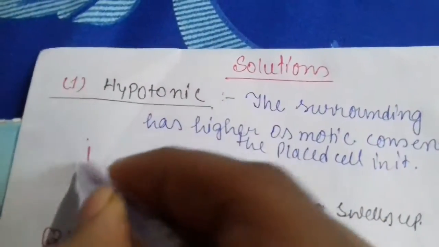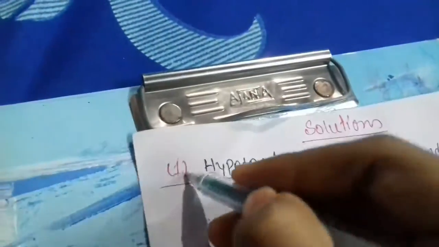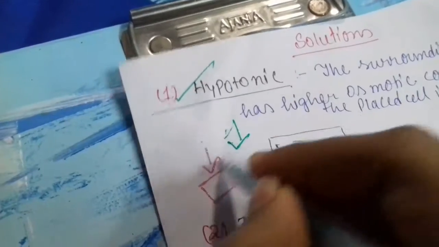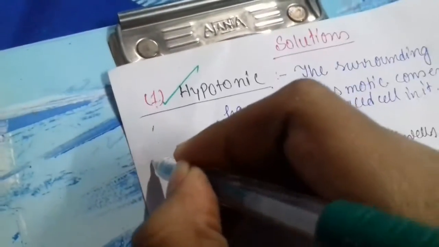If a cell is placed in a solution, what will happen? There are three types of solution: hypotonic, isotonic, and hypertonic. It means I am placing a cell in a solution. Out of these three solutions, we will observe the last one. Okay.